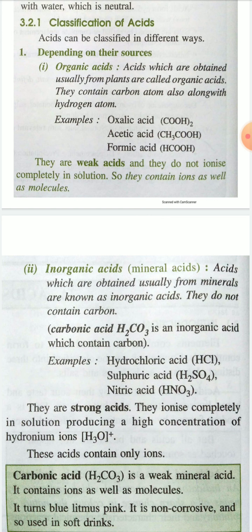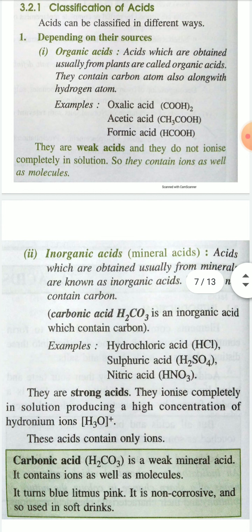We know that oxalic acid formula is COOH whole twice. In oxalic acid, two hydrogen atoms are present. Acetic acid formula is CH3COOH. Formic acid formula is HCOOH. This COOH is the acidic group for organic acid. In all organic acids this group COOH must be present. This is for organic acid, but for inorganic acid only H plus. So organic acid sources are plants, and they contain carbon and hydrogen.